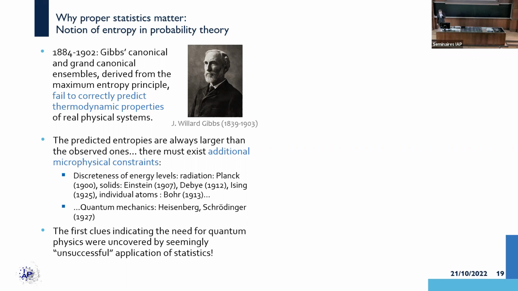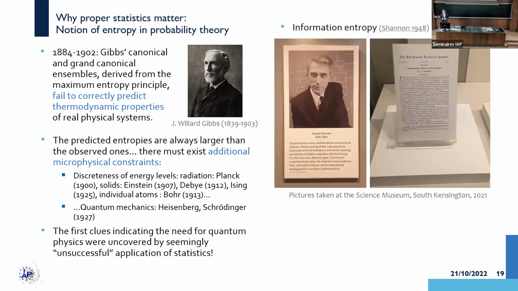So my point here is that the first clues that actually indicated the need for quantum physics were uncovered by seemingly unsuccessful applications of statistics. Now, the information-theoretic notion which mimics physical entropy in information theory is known as information entropy.